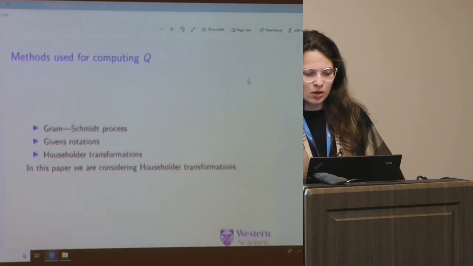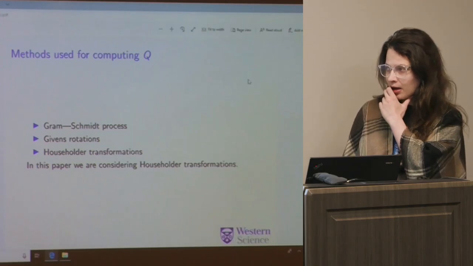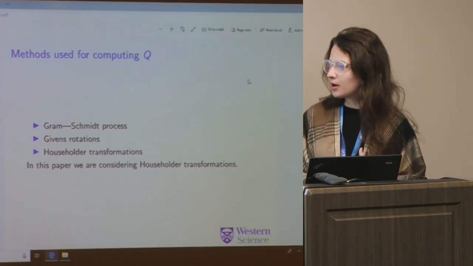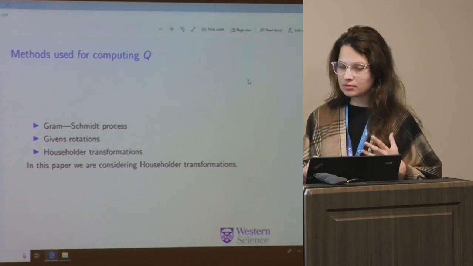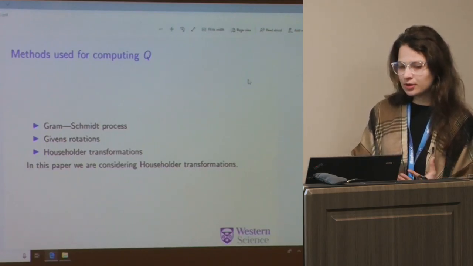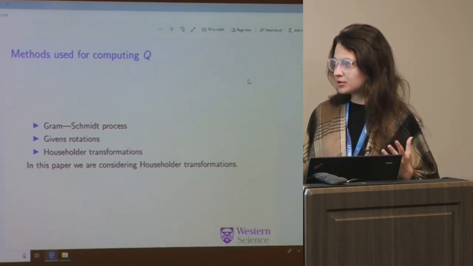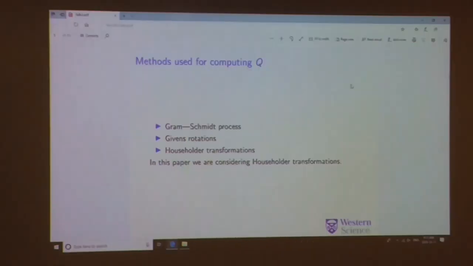Okay. So you all know that householder is not the only method for computing an orthonormal basis. It's not the only way to achieve QR factorization. For example, the Gram-Schmidt process is another well-known algorithm for achieving the same goal, as well as Givens rotations. But we're going to focus on householder transformations here.